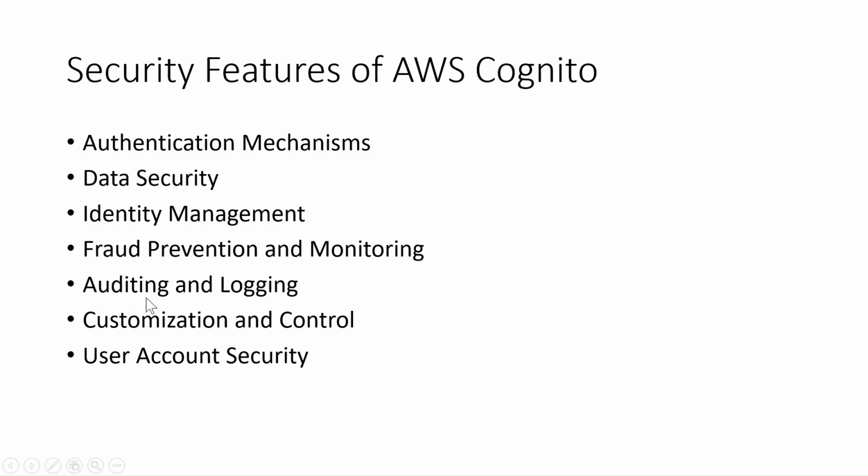And the fifth thing is auditing and logging. So AWS tracks all the actions related to the user account, like logins, so you can see what is happening in your application. These types of logs help monitor suspicious activities and troubleshoot your issues.